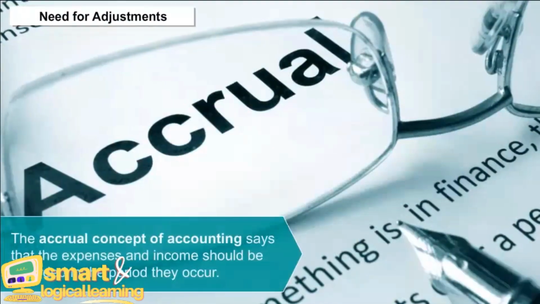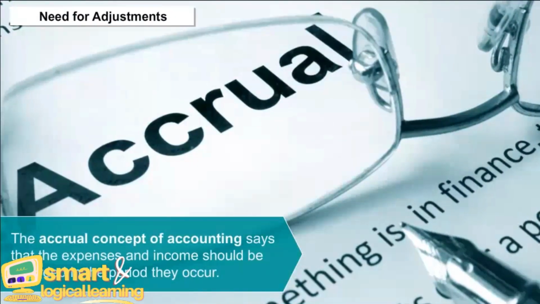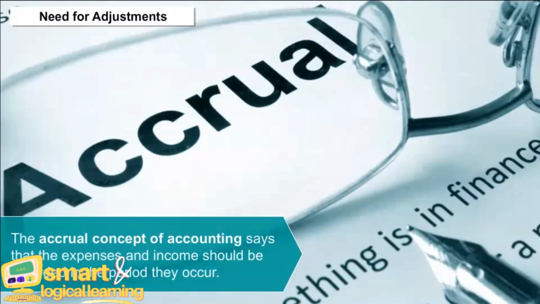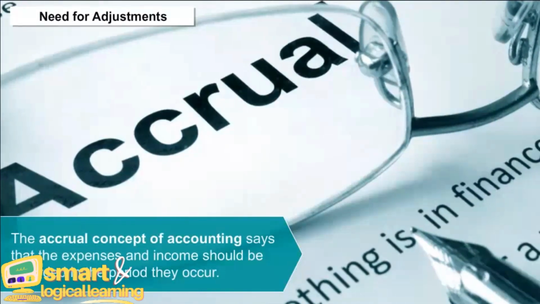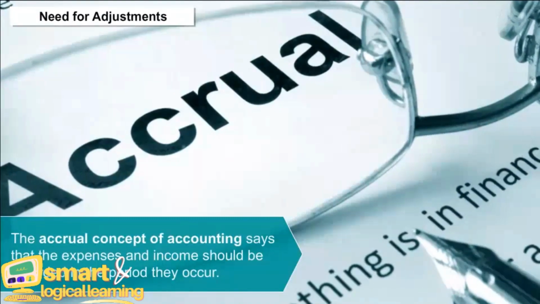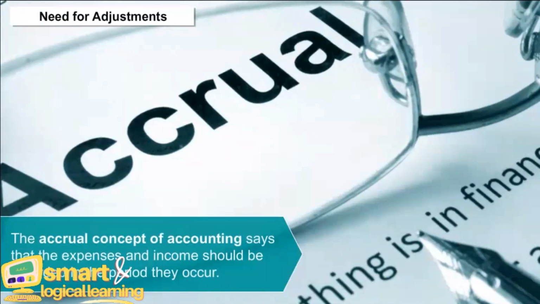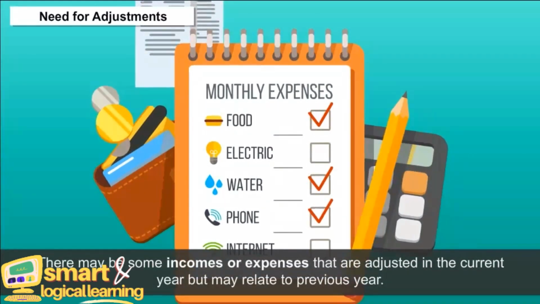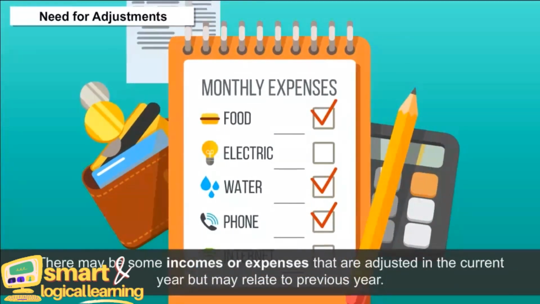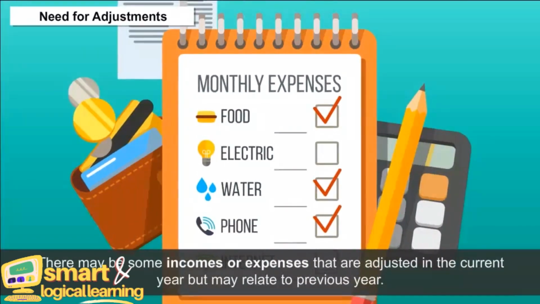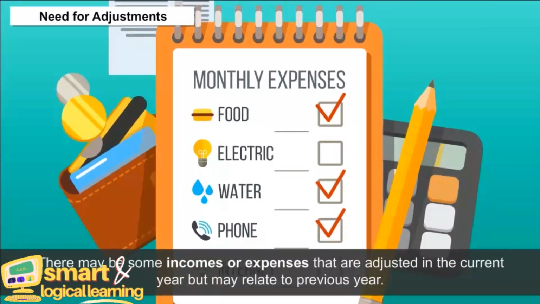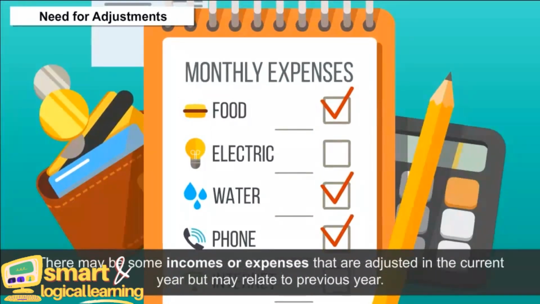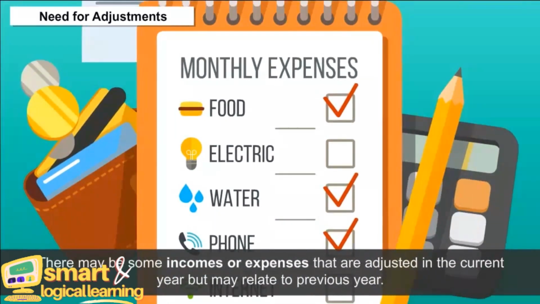The accrual concept of accounting says that the expenses and income should be recorded in the period they occur. It does not matter whether they are made in cash or not. There may be some incomes or expenses that are adjusted in the current year but may relate to previous year. So, we need to adjust all these entries to have a clear view of the financial statements of a company.